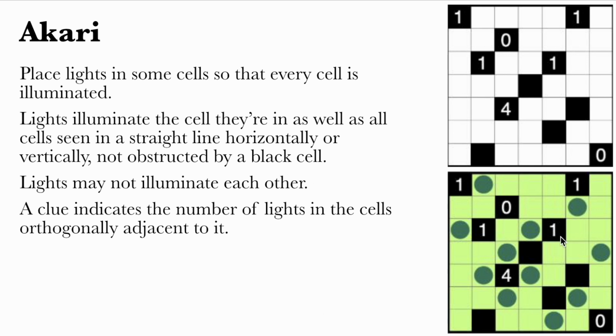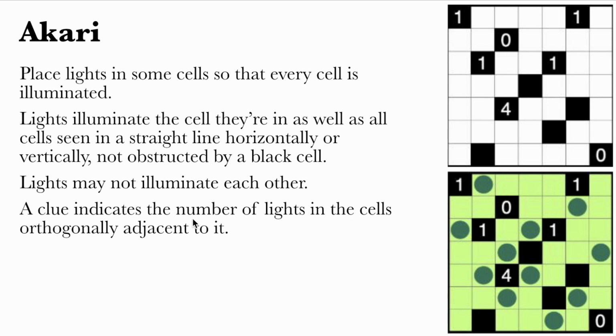So, for example, this light in the solution illuminates itself, this cell to the west, these two above, but that does not continue in that direction because it's obstructed, nor does it illuminate anything to the east or south because those are both obstructed by black cells. Lights may not illuminate each other. It would be illegal for me to place a light in this cell because it would illuminate the one to the west and the one to the south.